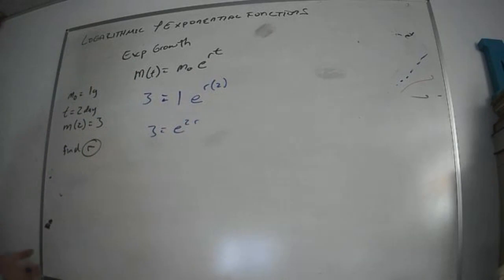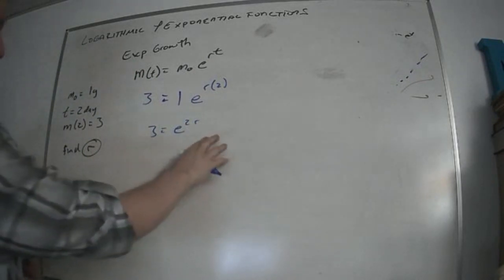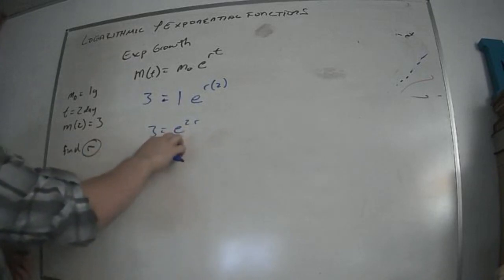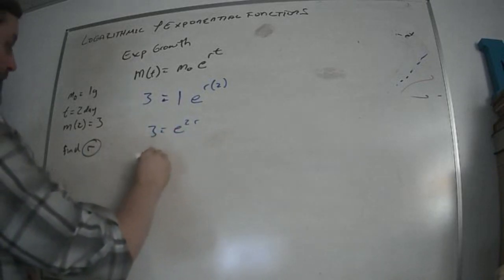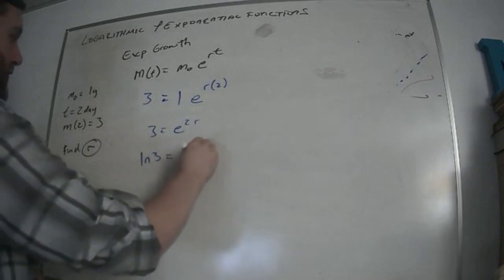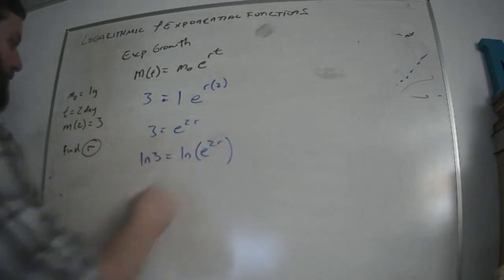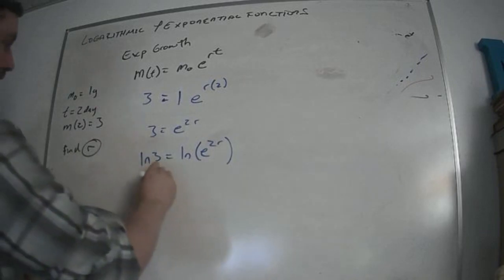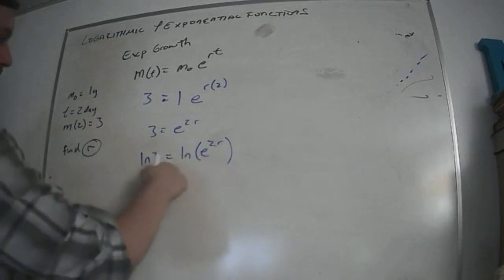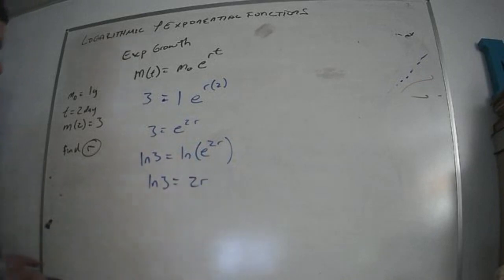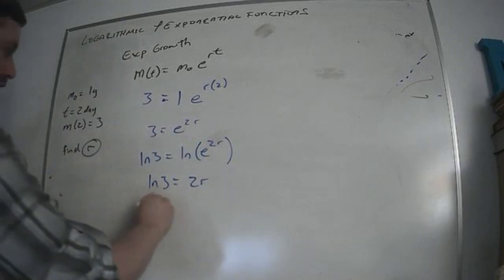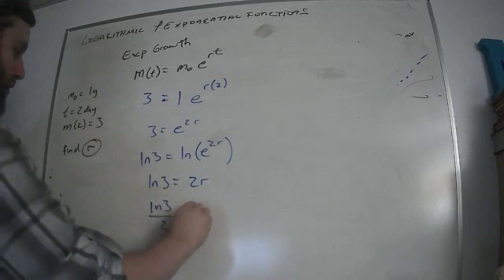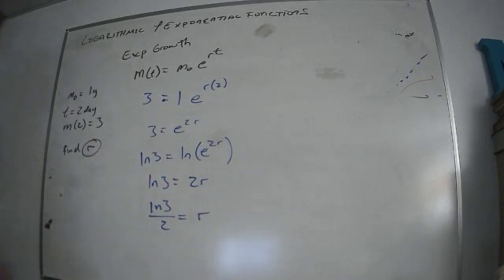I said r is an exponent, so I need to use logarithms to find it. So I will take the natural logarithm of both sides. I'll use the natural logarithm because I'm using the exponential function. I'll say ln 3 equals ln of e to the 2r. Right. So I have ln of 3, ln of e washes out, which leaves 2r, or ln 3 over 2 equals r.